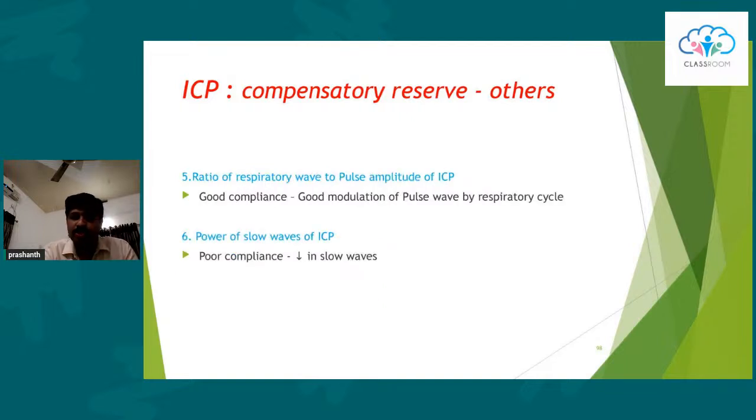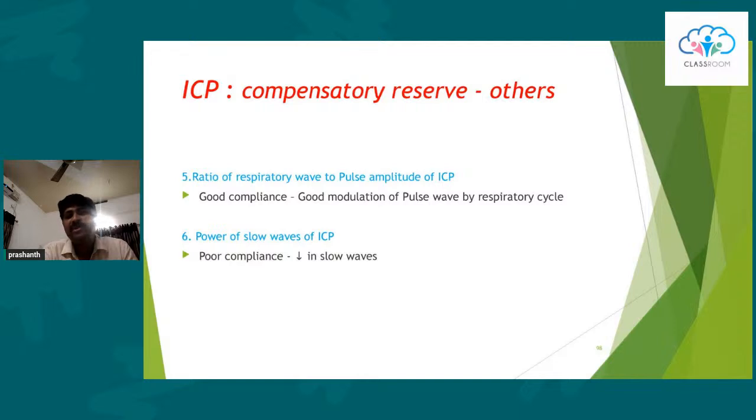The other thing which can be visually assessed is the ratio of the respiratory wave to the pulse amplitude of the ICP. When there's good compliance, there's good modulation of the pulse wave by the respiratory cycle. As the compliance decreases, the variability due to respiration changes. This cannot be exactly quantified by eyeballing, but you can roughly see that the baseline undulations are lesser when the intracranial compliance is lost. And as I've already discussed, the power of the slow wave can be used to assess the ICP reserve.